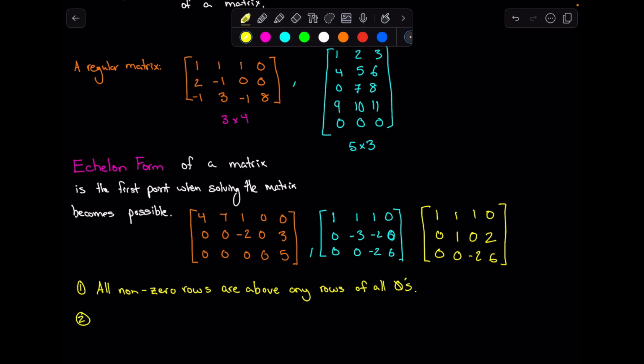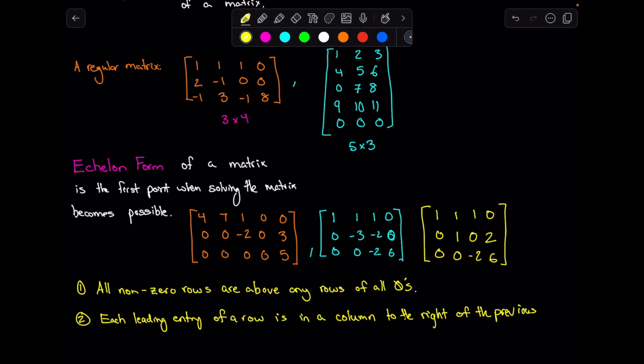Number 2 is that each leading entry of a row is in a column to the right of the previous leading entry. Shorthand this as LE, leading entry. Okay, in the row above it is what I mean.